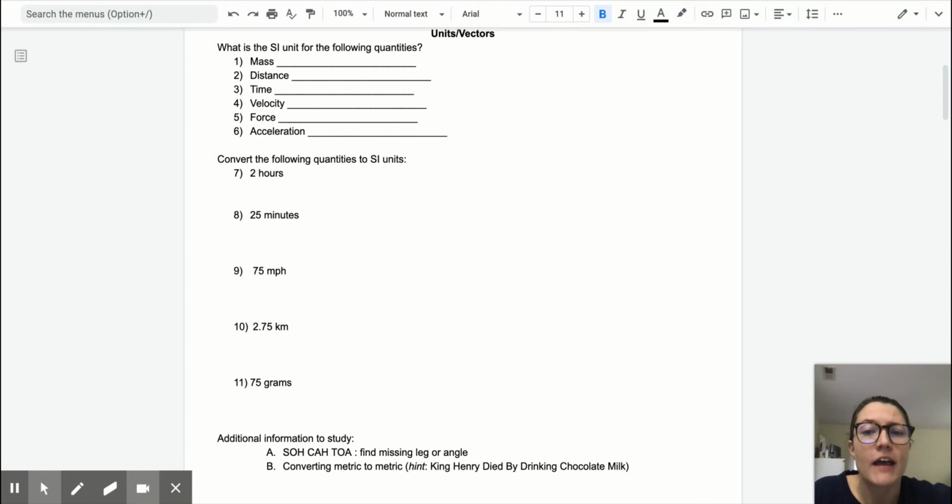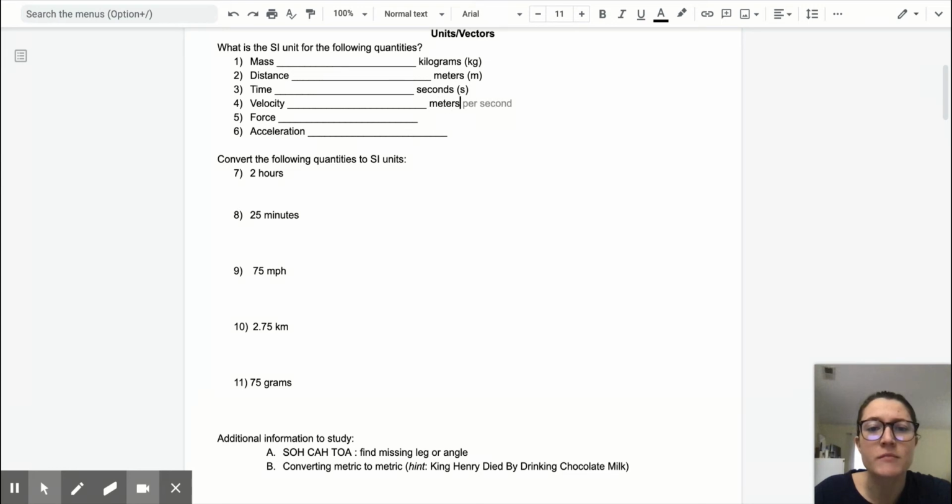Okay, so SI units for the following quantities. So SI units meaning the metric system or the system international units. For mass, we measure mass in kilograms. We use the abbreviation kg to represent that. Distance, we measure in meters. A lowercase m is the variable we use to represent that. Time, we measure in seconds. Lowercase s is our variable.